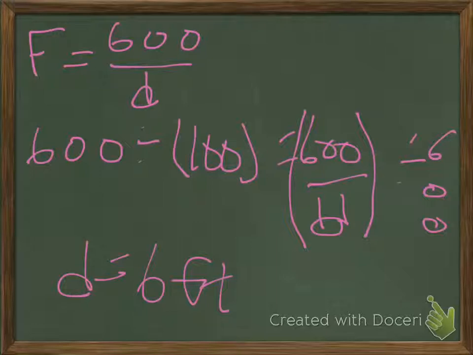6b. With the force of 100 pounds, how far does the lever have to be from you to lift the rock? So you get force equals 600 over d for distance. 600 divided by 100 equals 600 over distance divided by 600. The distance you would need to lift the lever would be 6 feet.